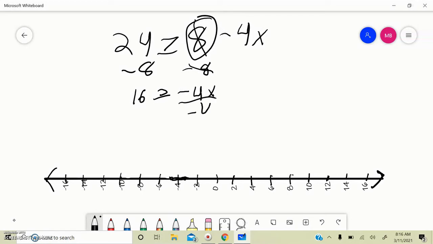So I have 16 is greater than or equal to negative 4x. I'm going to divide by negative 4 on both sides. This is going to allow me now to do that division. My negative 4's will cancel. So I have 16 divided by negative 4, which gives me negative 4 is less than or equal to.